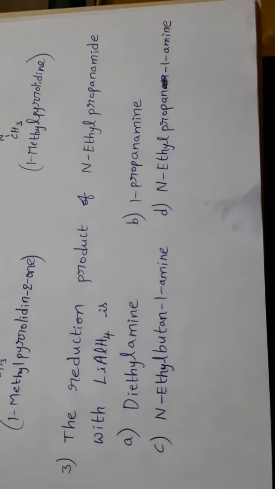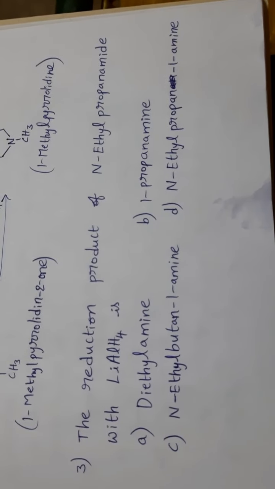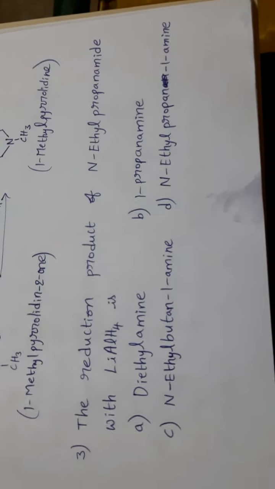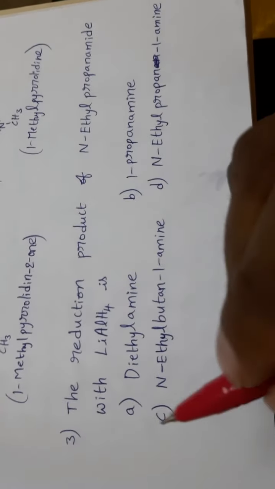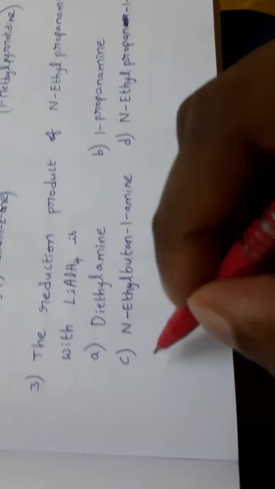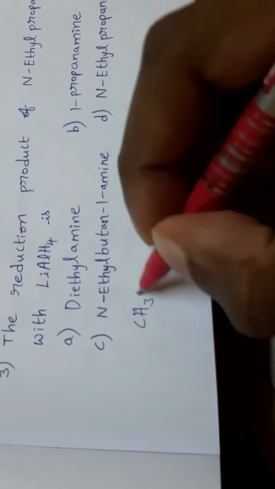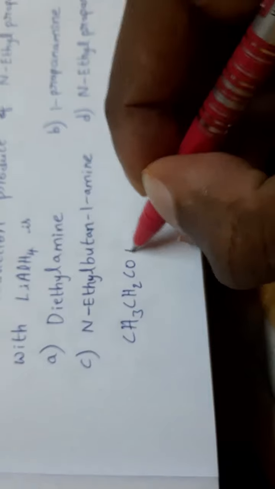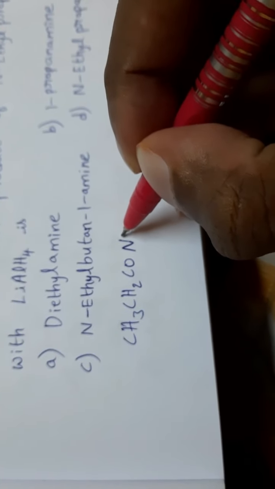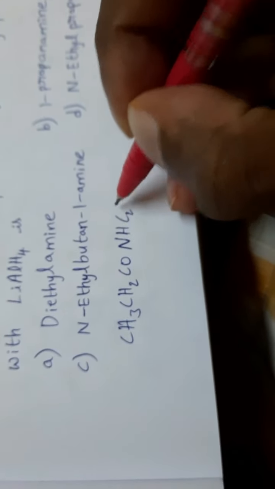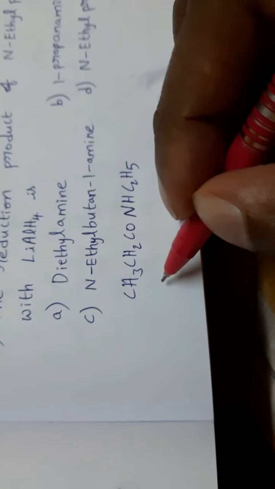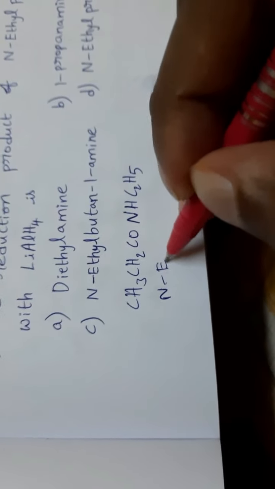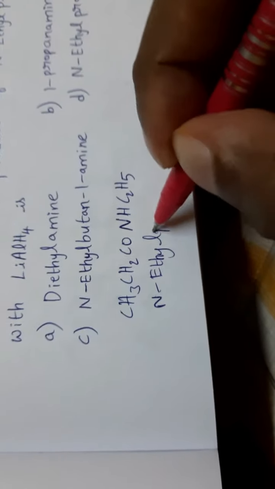The reduction product of N-ethyl propanamide with LiAlH4. N-ethyl propanamide with LiAlH4. Now write the reactant structure. CH3, CH2, CO, NH, C2H5. So ethyl group attached to the nitrogen in the amide. Its name is N-ethyl propanamide.